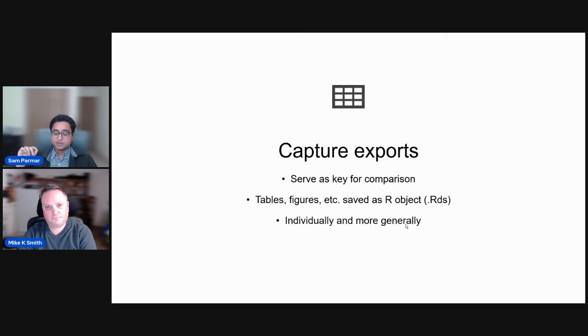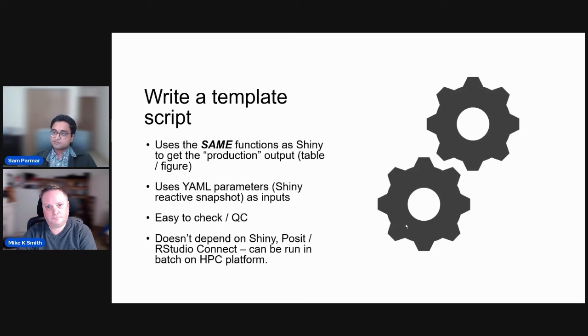They can be exported out individually. Similar to shinytest2, we can specify those reactives that we're interested in, or we can do it more generally and try to export all the reactives that are created in the process of using a Shiny application. Then we can use those files, those objects that we created, to basically reproduce the output.